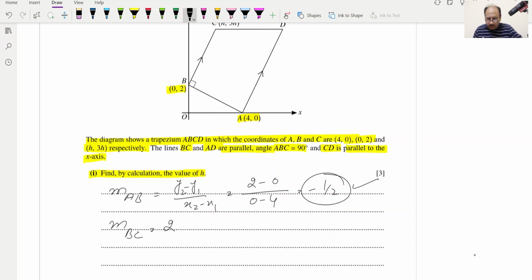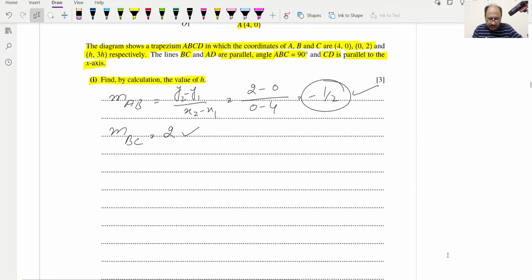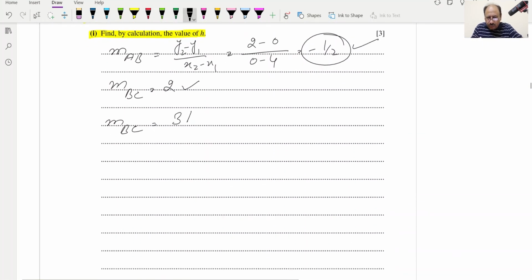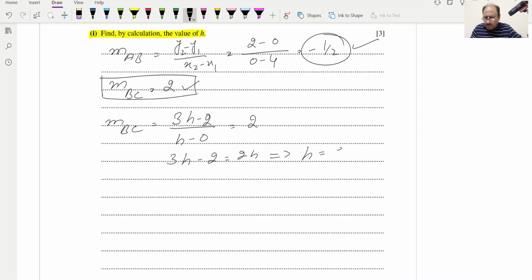And now we will be using this gradient and this point B and point C in terms of H, and we will be writing, for example, the gradient of BC by using these 2 points, which are 0, 2 and H, 3H. So it will be y2 minus y1 over x2 minus x1, and this will be equal to 2 because we already know the gradient is 2. So we write here and cross multiply, so 3h minus 2 is equal to 2h. This implies h is equal to 2. So we got this value h is equal to 2, which we were supposed to find. Hopefully you understood this. This was a 3 marks part.